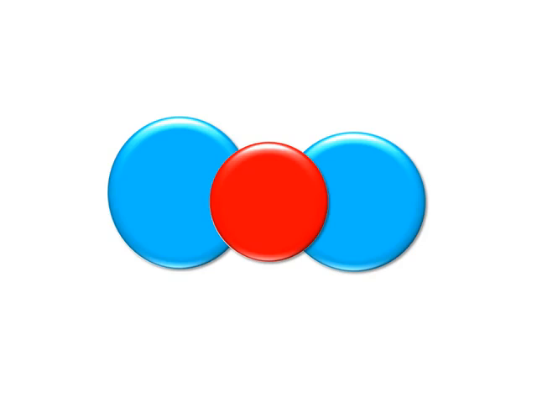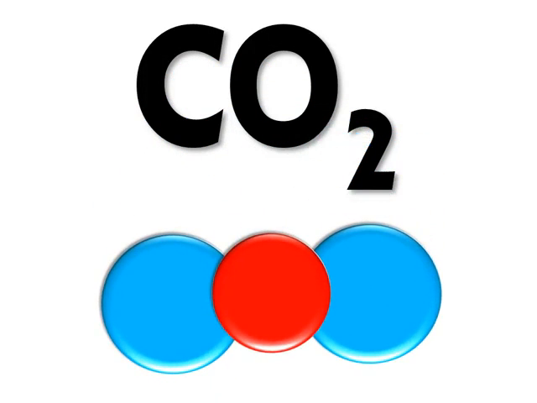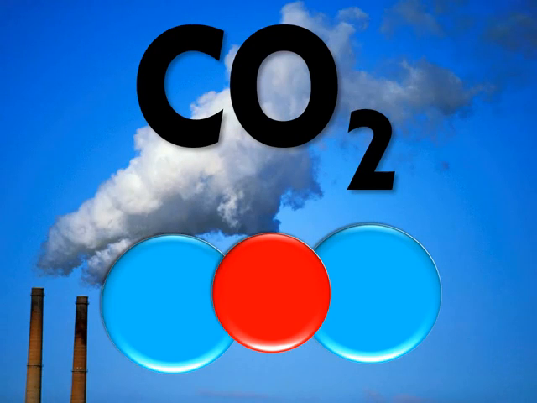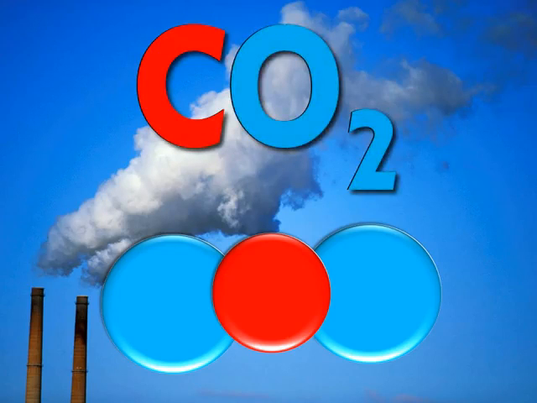This forms the chemical compound known as CO2. CO2 is carbon dioxide. Carbon dioxide is made up of one carbon and two oxygen atoms. Carbon dioxide is an important chemical compound in the photosynthesis equation, as all plants need carbon dioxide to survive.